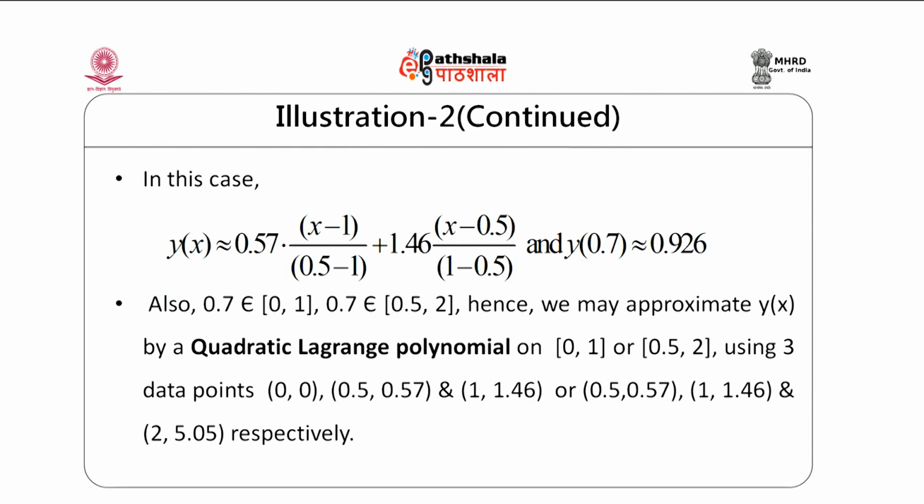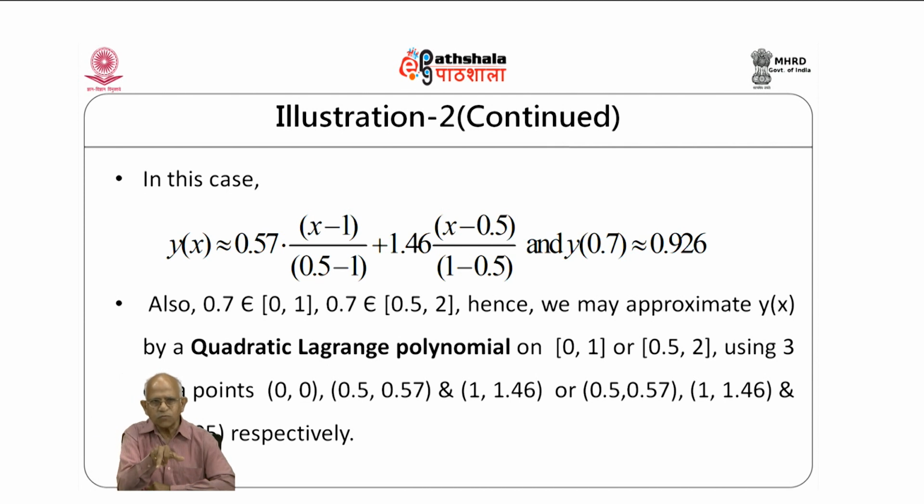and that can be obtained very easily as y(x) equal to 0.57, because the value at 0.5 is given, into x minus 1 upon 0.5 minus 1, plus 1.46 into x minus 0.5 upon 1 minus 0.5, and that will yield us y at 0.7, which is given by 0.926.